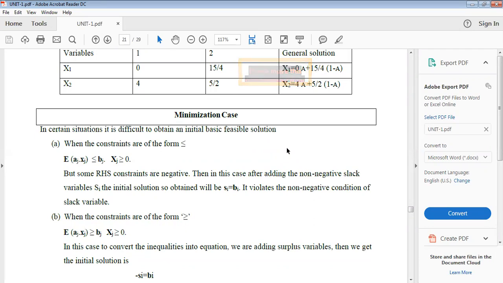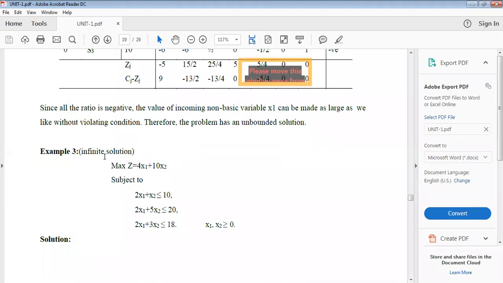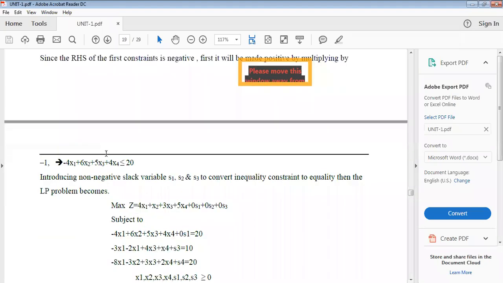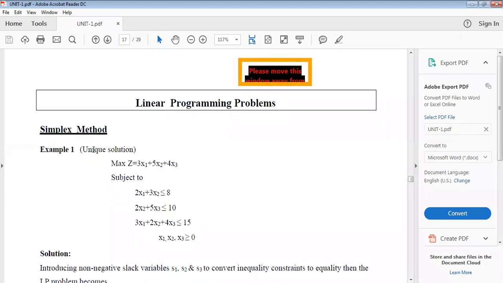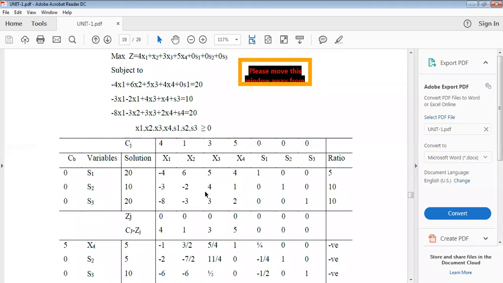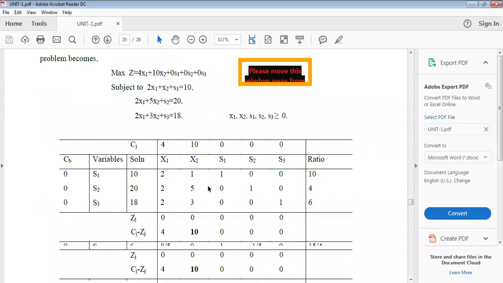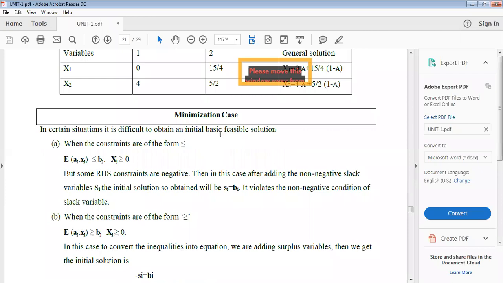Next, so far we have dealt with three maximization problems. Example 3, this is example 2, and this is example 1, simplex method. All these are nothing but maximization problems. Okay. Next, after this, this is a minimization case.